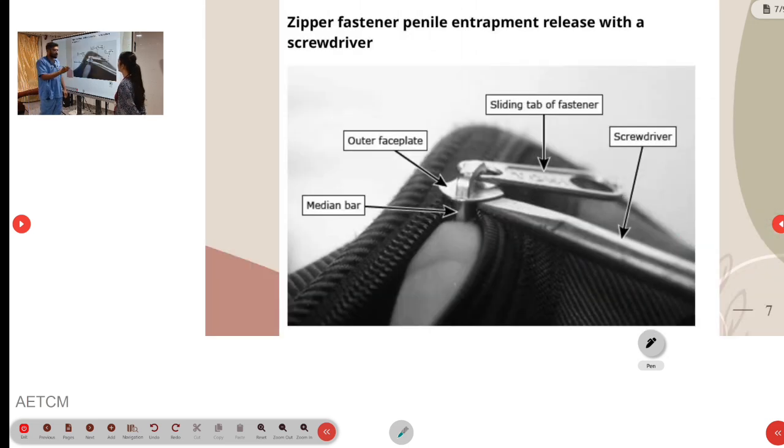Another method is using a screwdriver. If we have a flat head screwdriver with a thin blade, and if one side of the skin, the prepuce, is involved in between the plates and the other side is free, then we can try another method with the screwdriver, which is using the flat end. We insert it up to the median bar. Once it reaches the median bar, we start rotating it. Once we rotate it, it will start to widen. Once it widens, we will be able to detach and remove the zipper. So that mechanism also can be tried.